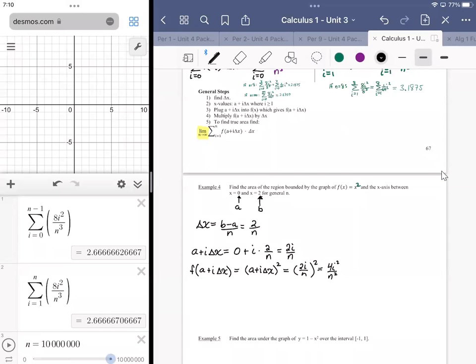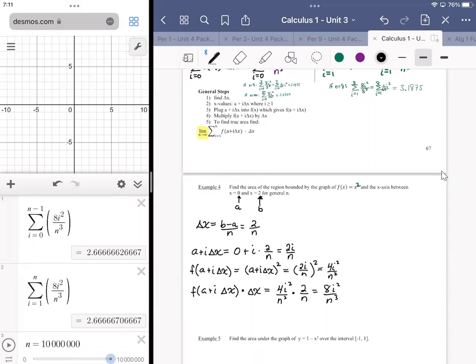Then we take f of a plus i delta x and multiply it by delta x. So that's the 4i squared over n squared multiplied by 2 over n, which in turn gives us 8i squared over n cubed. All right, so that's where we were. Now, what we would do at this point is take the sum of that from i equals 1 to n, but there's some other skills that need to come into play in order to be able to find the limit. All right.